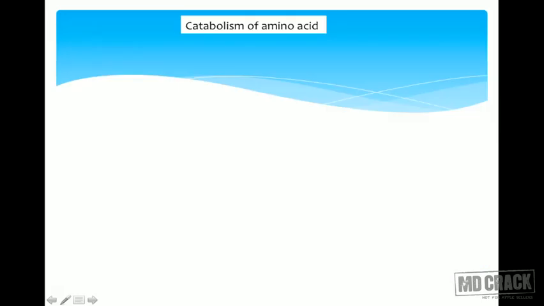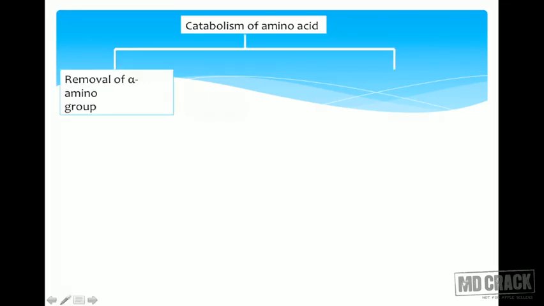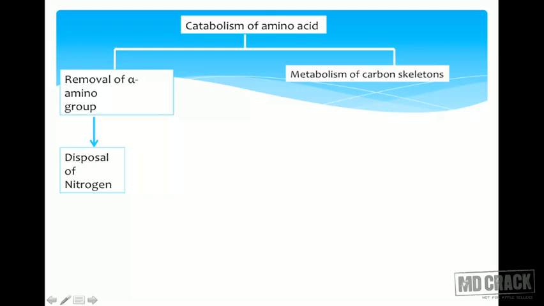So let us look at the catabolism of an amino acid. One thing you should know by now: it has an amino group and a carbon skeleton. Removal of the alpha amino group is as urea. Yes, if you said urea, then you are right. So it is disposal of nitrogen in the form of urea, the removal of the alpha amino group.